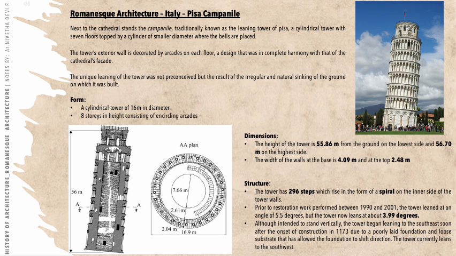Form: a cylindrical tower of 16 meters in diameter, 8 stories in height consisting of encircling arcades. Dimensions: the height of the tower is 55.86 meters from the ground on the lowest side and 56.70 meters on the highest side. The width of the walls at the base is 4.09 meters and at the top 2.48 meters. Structure: The tower has 296 steps which rise in the form of a spiral on the inner side of the tower walls. Prior to restoration work performed between 1990 and 2001, the tower leaned at an angle of 5.5 degrees, but now leans 3.9 degrees.